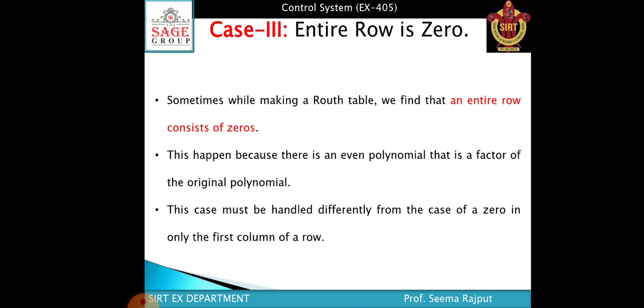And case 3, entire row is 0. Sometimes while making a Routh table, we find that an entire row consists of zeros. This happens because there is an even polynomial that is a factor of the original polynomial. This case must be handled differently from the case of a 0 in only the first column of a row.